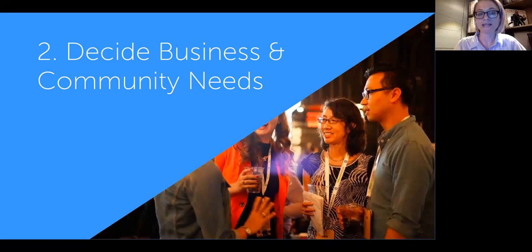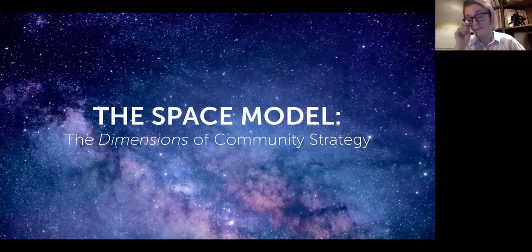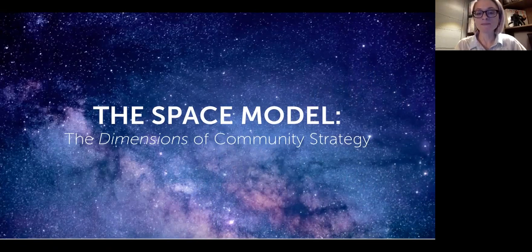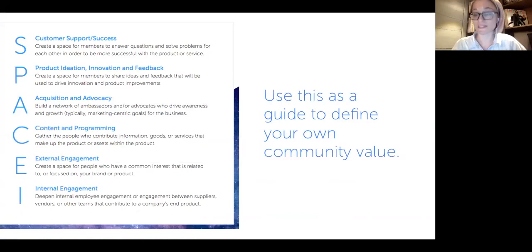Second, you're going to want to decide your business and community needs. Going back to questions 3 and 4 from before. For business needs, CMX wraps this up in something called the SPACE model. It's been derived from many conversations, from research, from work in the field. The SPACE model basically breaks down all of the ways that community can drive business value for you. So this is taking a very cold perspective on community. You're not thinking about your members right now. You're just thinking about what business gaps we need to fill with this platform.